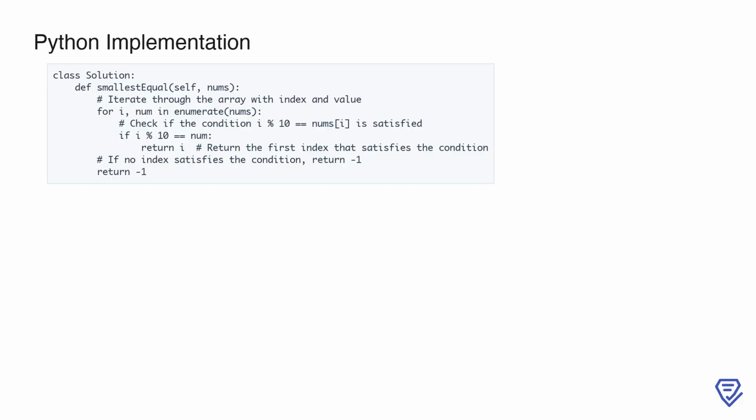5. Handle no matches. If the loop completes without finding any index that satisfies the condition, we return -1. This is the required output when no valid index exists. The solution is efficient with a time complexity of O(n), where n is the length of the array nums. This is because we only need a single pass through the array. The space complexity is O(1), since no additional data structures are used.